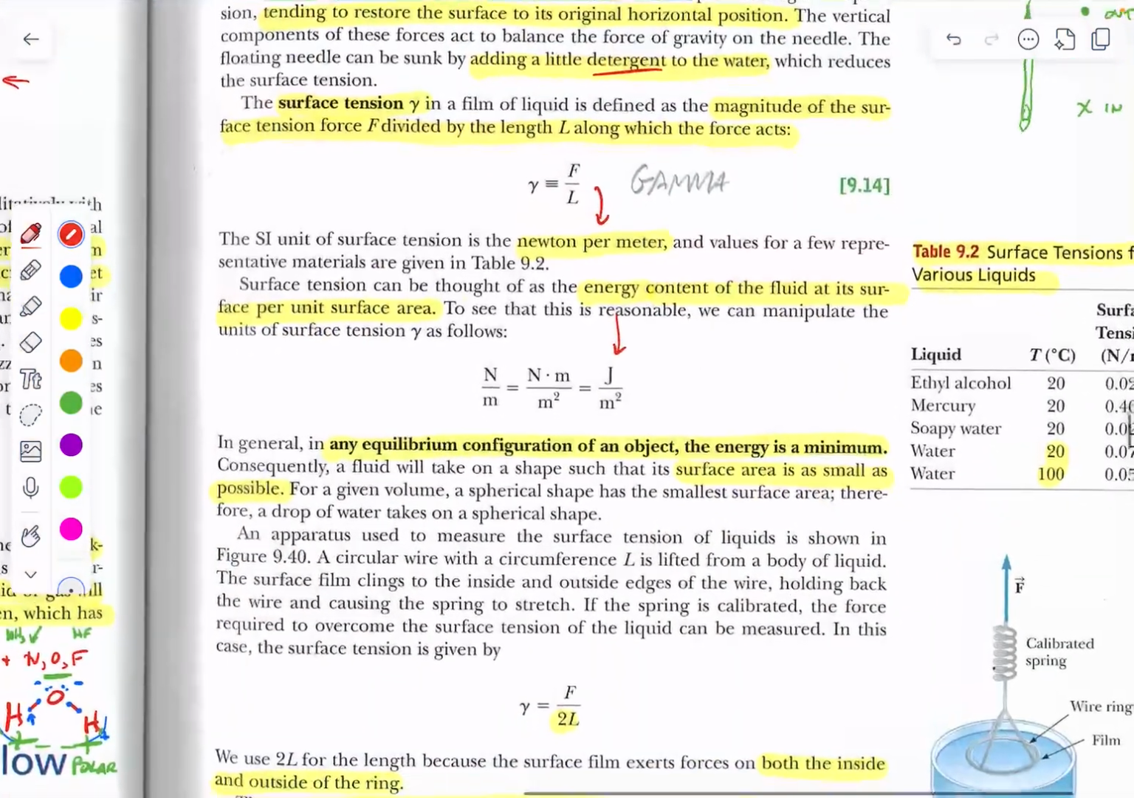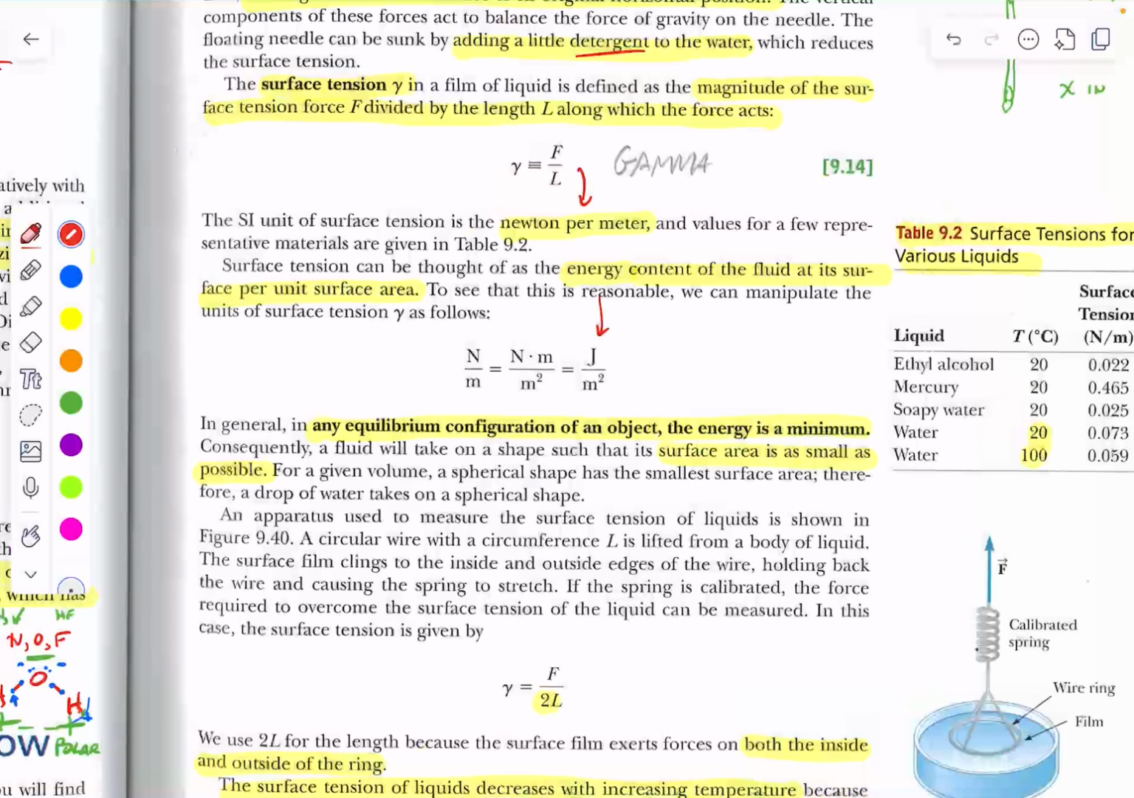So our surface tension can be represented by this variable right here, gamma. We also use it to talk about gamma rays in other sections of physics. And so what does this surface tension depend upon? It depends upon this force, and it is inversely proportional to the length of the object that is on top of the water.